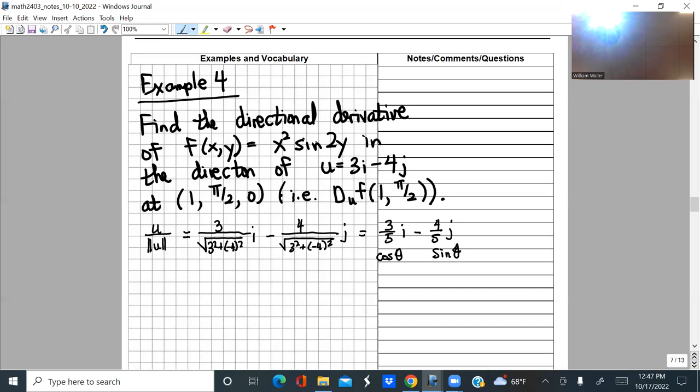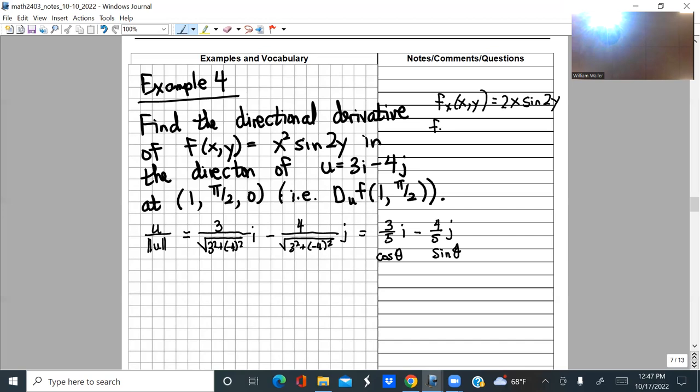But we do have to calculate now the partial derivatives. So let's see what those are. The partial derivative with respect to x: if we're thinking of y as being a constant, then sine of 2y would also be a constant. So that means we're just differentiating the x squared. So you just bring the 2 down, and you get 2 times x times the sine of 2y.